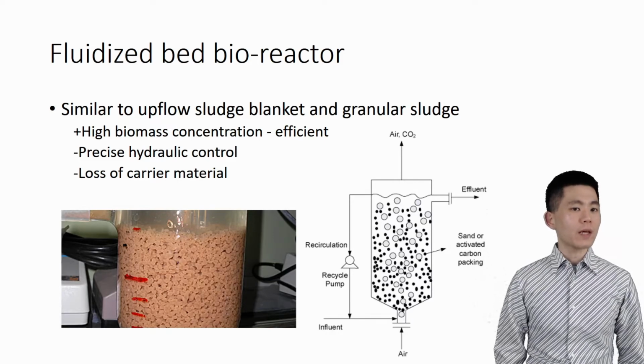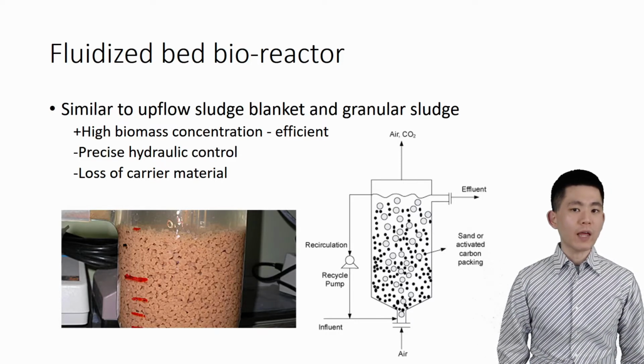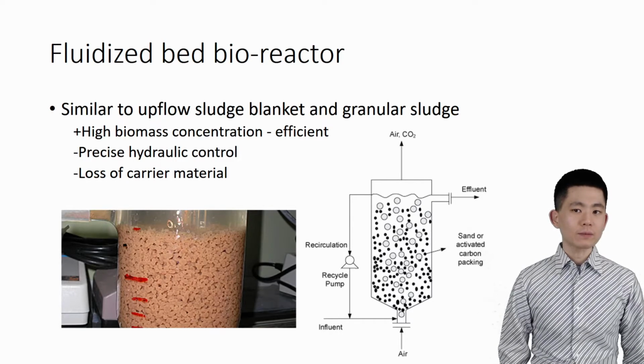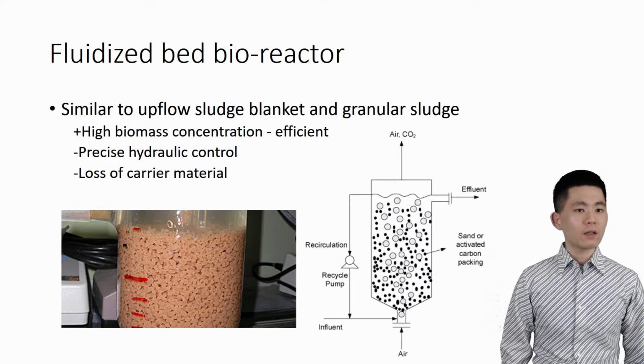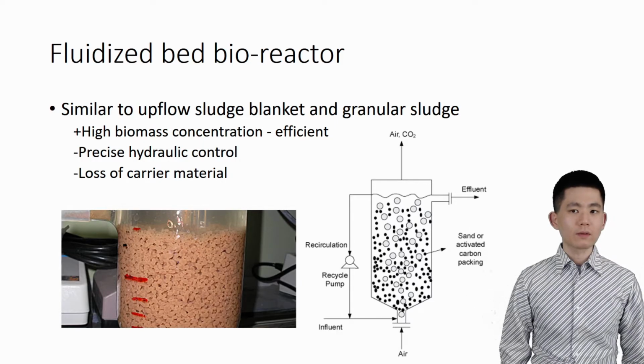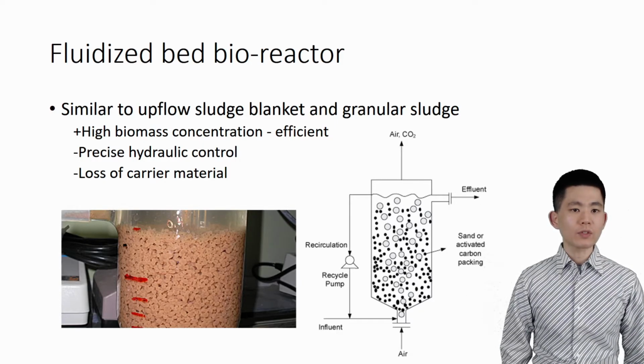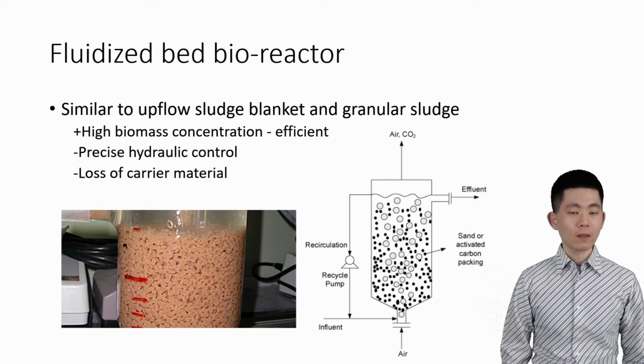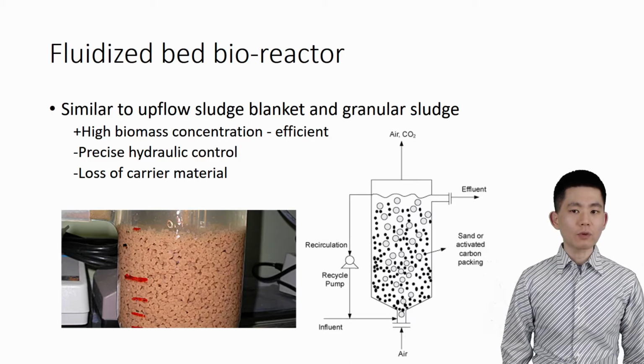In fluidized bed bioreactor or upflow sludge blanket or granular sludge reactor, a granular type biofilm is formed around a carrier material, which can be sand or activated carbon. An upflow and air suspends the sludge granules in the reactor, degrading the substrates. The sludge granules result in a very high biomass concentration in the reactor, hence high substrate degradation rate and high reaction efficiency. But it requires precise hydraulic control or risks losing sludge granules and carrier material.